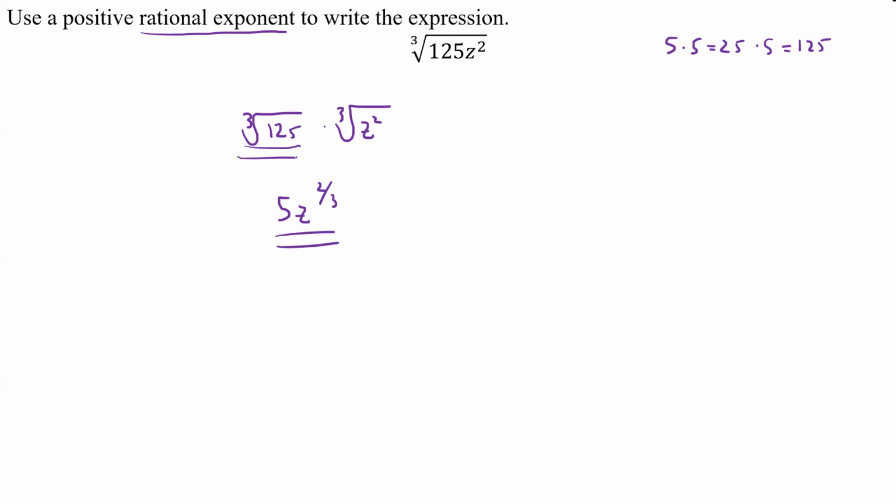We simplified the numerical part. This part we couldn't simplify. All we had to do is convert it from the radical to the rational, and then that gives us our answer here.